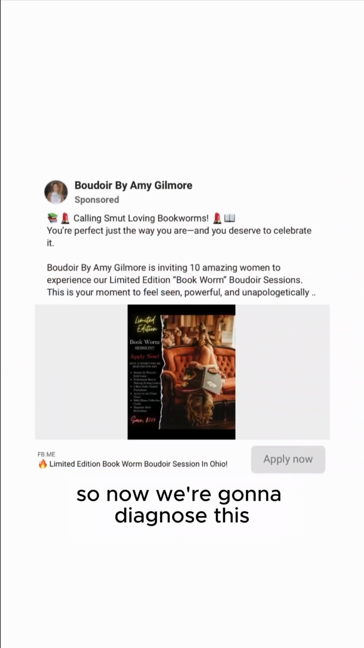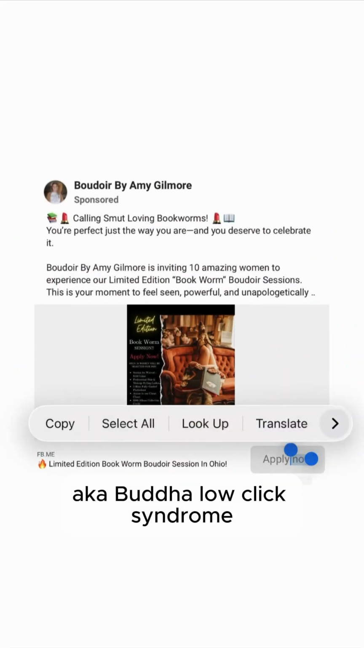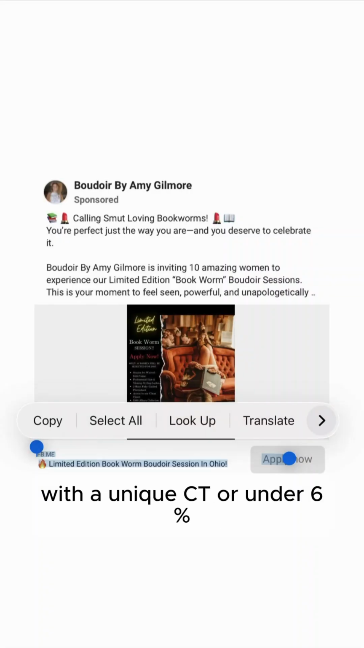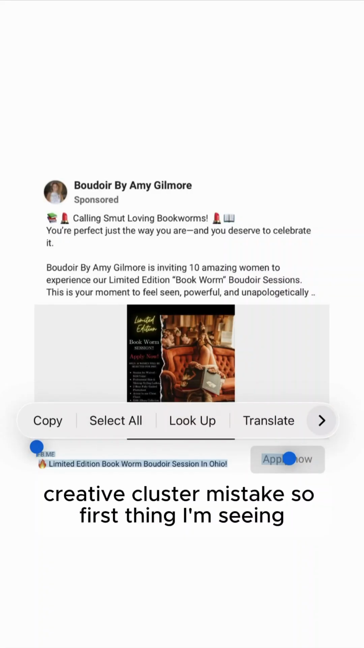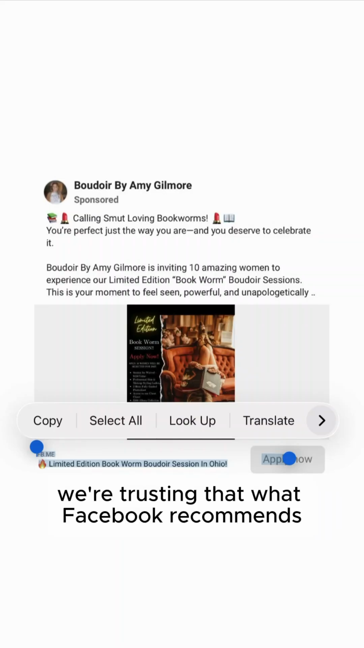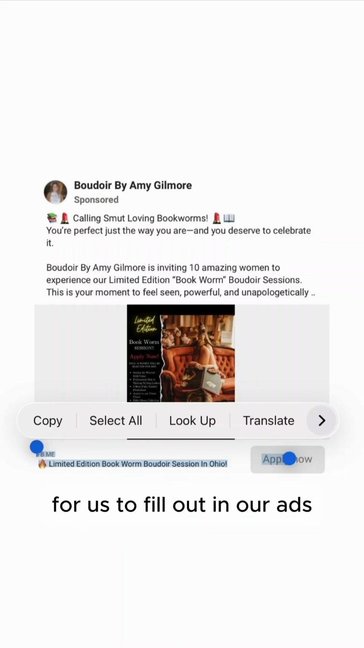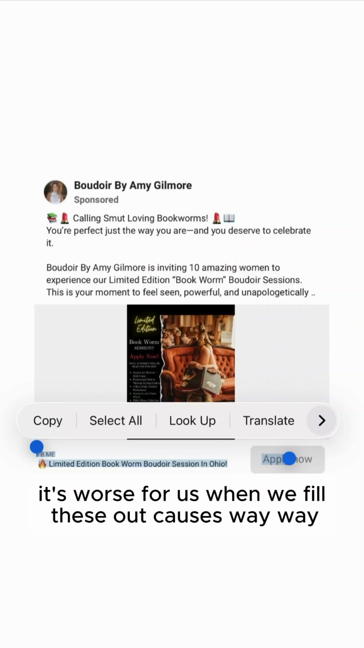So now we're going to diagnose this, if we believe it has BLCS, aka Boudoir low click syndrome, with a unique CTR under 6%. First thing I'm looking at here is the below creative cluster mistake. The false belief that causes us to make this mistake is we're trusting that what Facebook recommends for us to fill out in our ads, all these fields they give us, is best for us instead of being best for Facebook. And actually it's best for Facebook, it's worse for us when we fill these out.